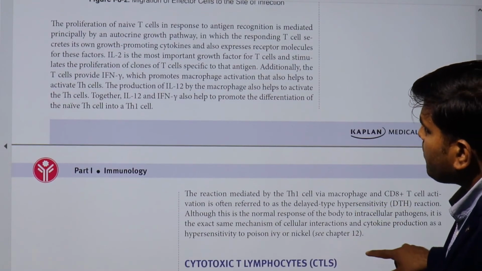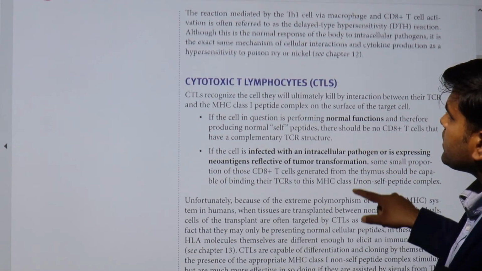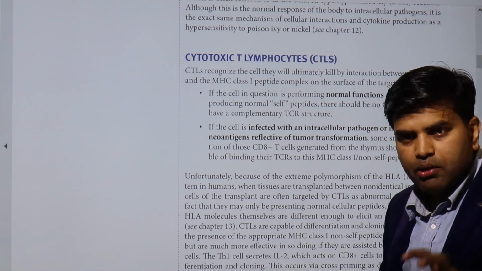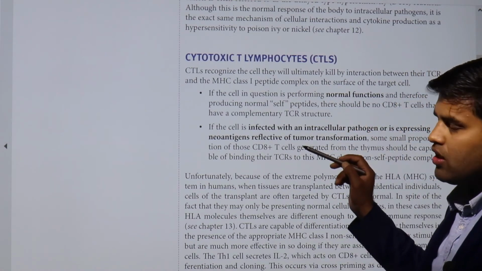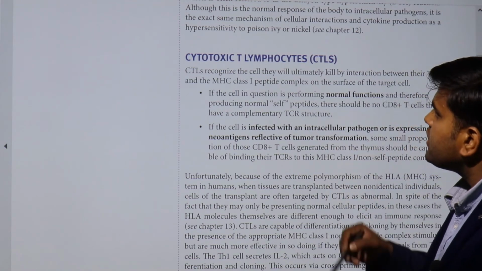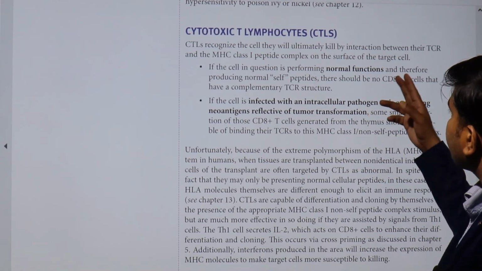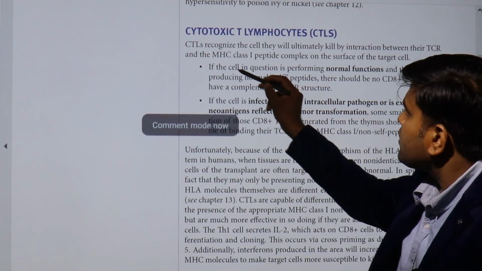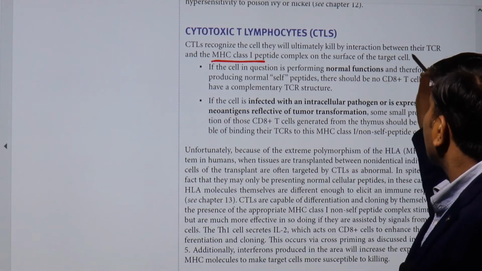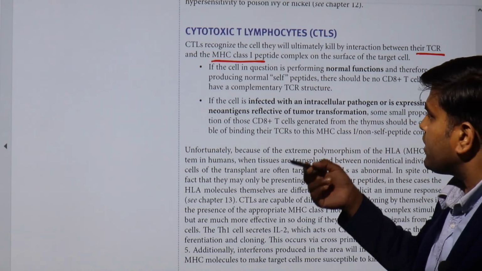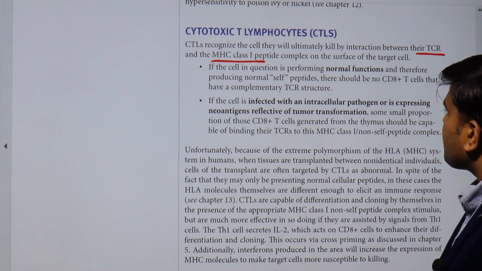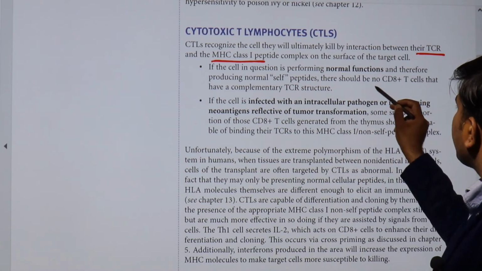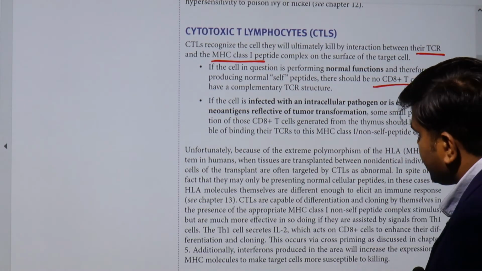But one more thing you have to understand is the cytotoxic T lymphocyte, which is part of your cell mediated immunity. Cytotoxic T cell, or another name, CD8. This CD8 recognizes the cell that will ultimately be killed by interaction between the TCR and MHC class 1. We have discussed MHC class 1 and the T cell receptor. This is the rule of 8. If the cell in question is performing normal function and therefore producing self peptides, there should be no CD8 T cell that has a complementary TCR structure.